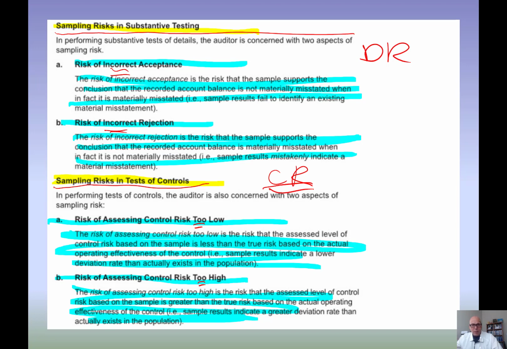We were unlucky. We've got all the times that they didn't sign it within one sample. And so what happens? Based on the sample, we assess control risk too high. So we're not relying on controls that we could have. So what are we going to do?